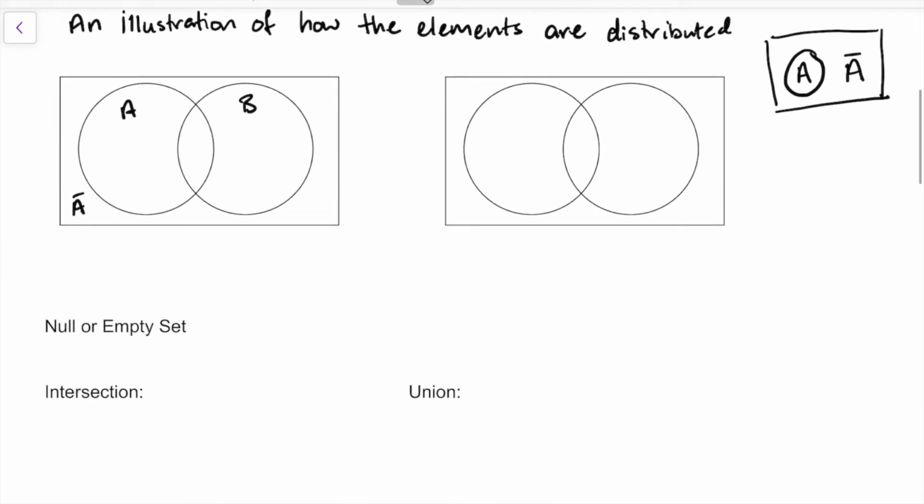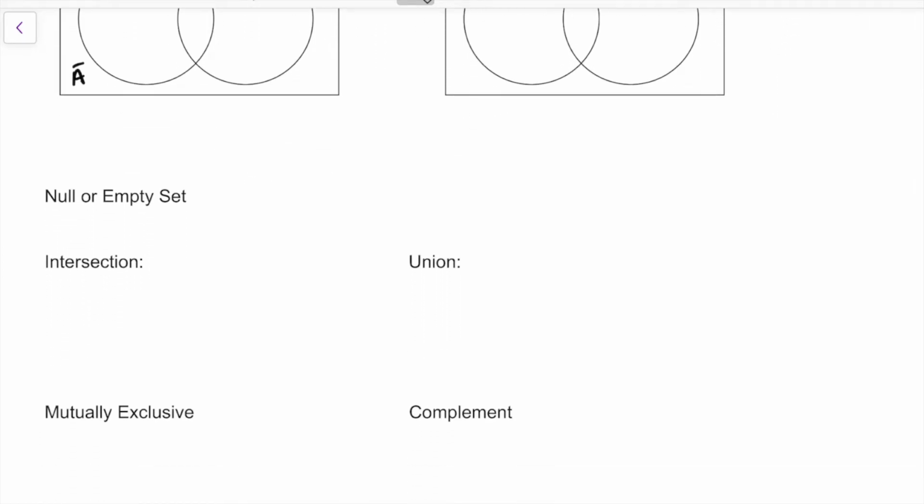We also have what we call null or empty sets. This is a set with no elements. So a set with no elements could be symbolized simply by an empty set of braces, or it could even be a zero with a line through it. Okay, so that's the null or empty set. No elements within that set at all.